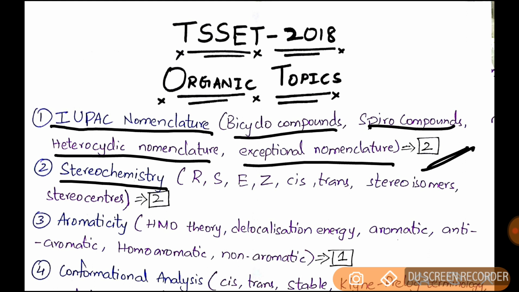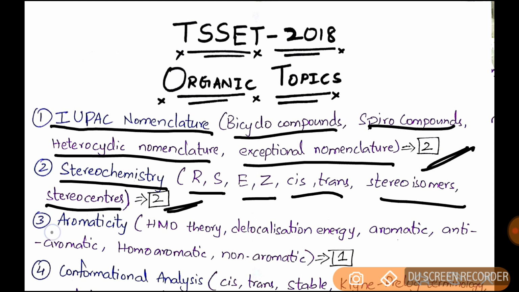And then there is stereochemistry. They might ask you to assign R/S configuration and E/Z, cis-trans stereoisomers, that is number of stereoisomers, and number of stereocenters or chiral centers. You can expect 2 questions from stereochemistry, guys.